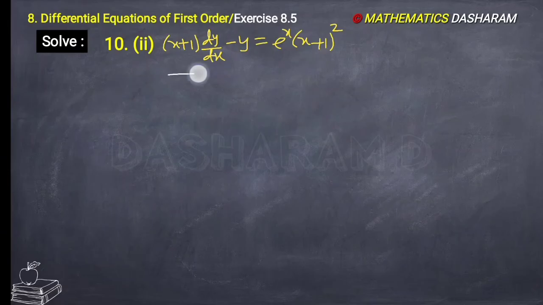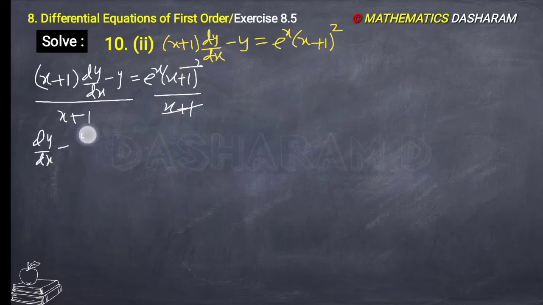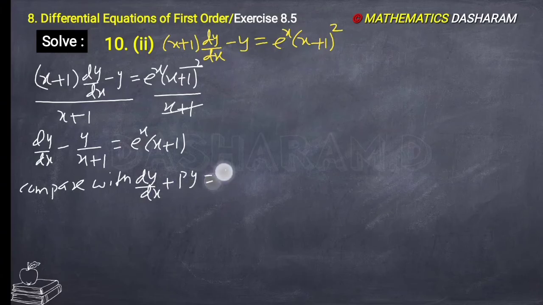Second question, (x plus 1) into dy by dx minus y equals e power x into (x plus 1) whole square. So here left side and right side divide with x plus 1. So left side divide with x plus 1, right side divide with x plus 1. Here both are cancelled. Then here dy by dx minus y by x plus 1 equals e power x into x plus 1. So now compare with the standard form, that is dy by dx plus p into y equals q. Here p value is minus 1 by x plus 1.